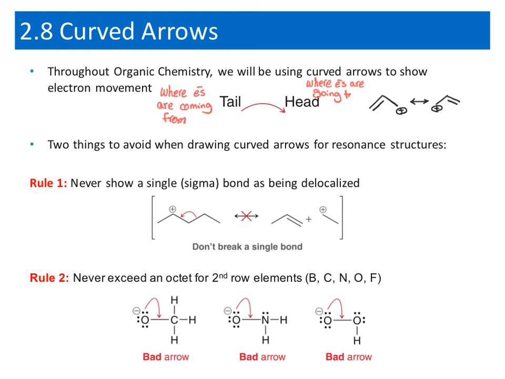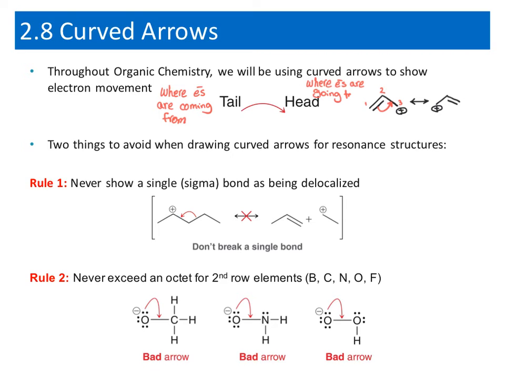So for example, if you look at the allyl carbocation again, our source of electrons is the pi bond, so it gets the tail while drawing the arrow, and the destination is between carbon 2 and carbon 3, so it takes the head. And this is how we draw the curved arrow to show the movement of electrons while drawing resonance structures.